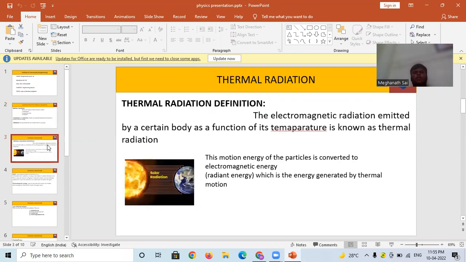Thermal radiation definition. The electromagnetic radiation emitted by a certain body as a function of its temperature is known as thermal radiation. This picture shows an example of thermal radiation, the sun and the moon. The motion energy of the particles is converted to electromagnetic energy, which is the energy generated by the thermal motion. Electromagnetic energy is nothing but the radiant energy.